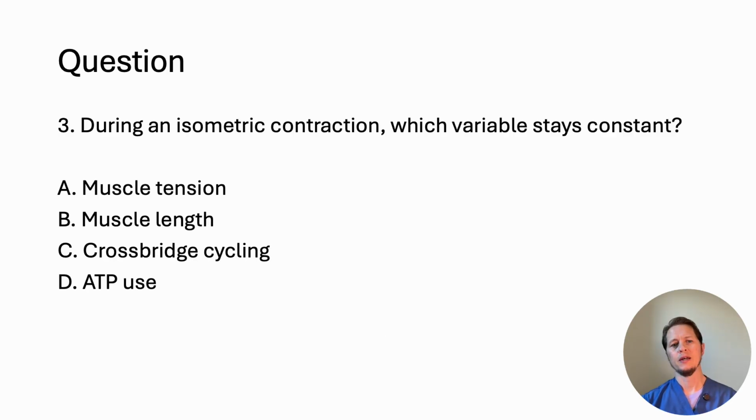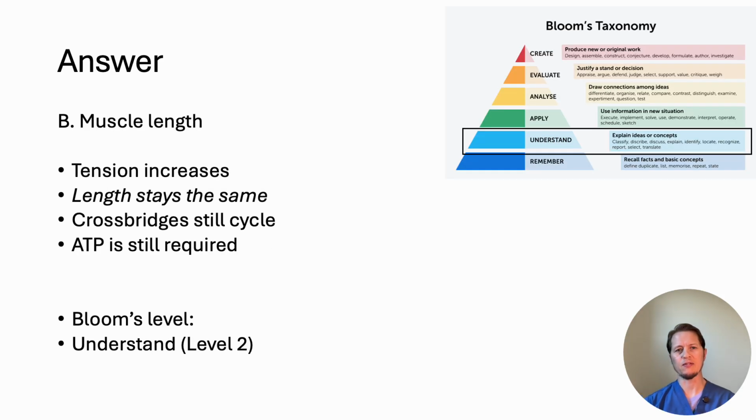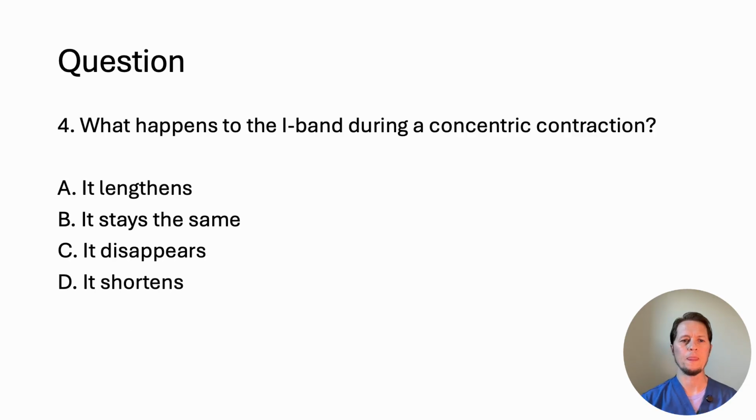Question 3. During an isometric contraction, which variable stays constant? Muscle tension, muscle length, crossbridge cycling, or ATP use? And this is B, muscle length, right? Isometric contractions generate tension without changing that muscle length. That joint angle is fixed. Cross bridges still attach and detach, so ATP is used. So this is where you had to go beyond just remembering to actually understand. This is a solid level 2 understanding.